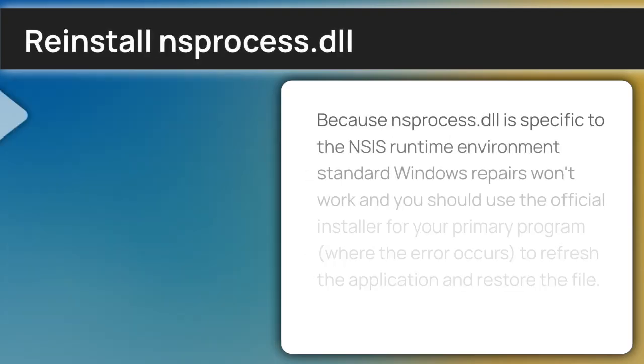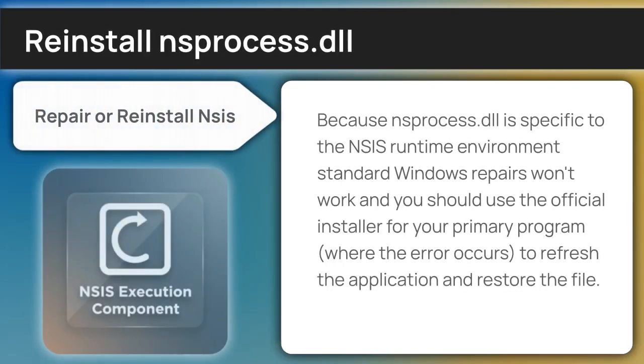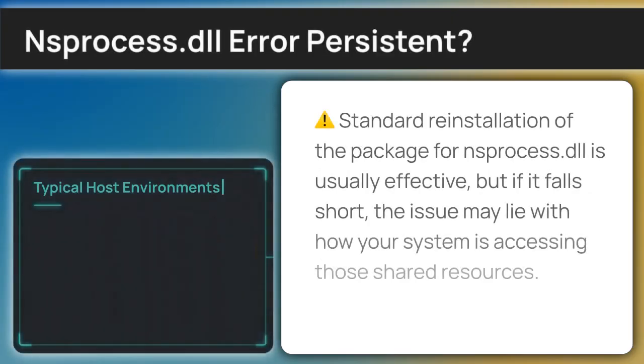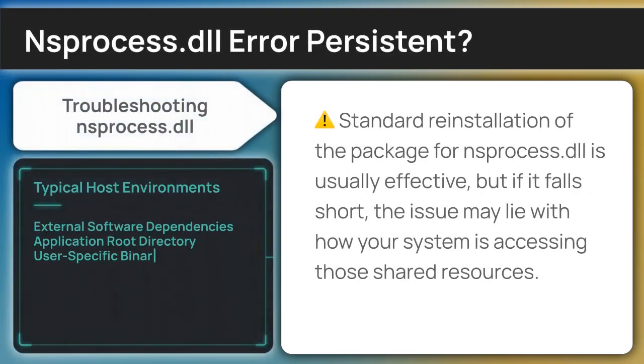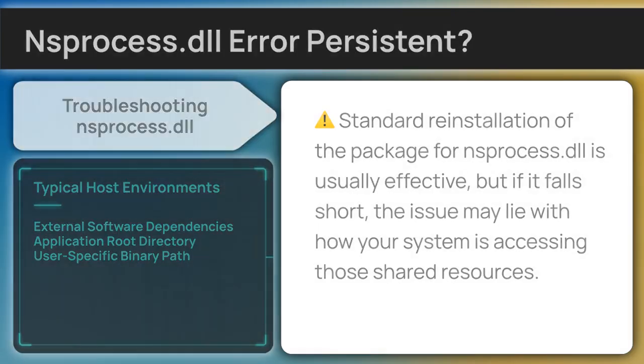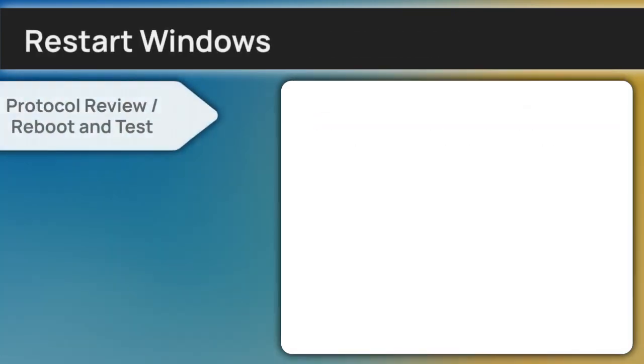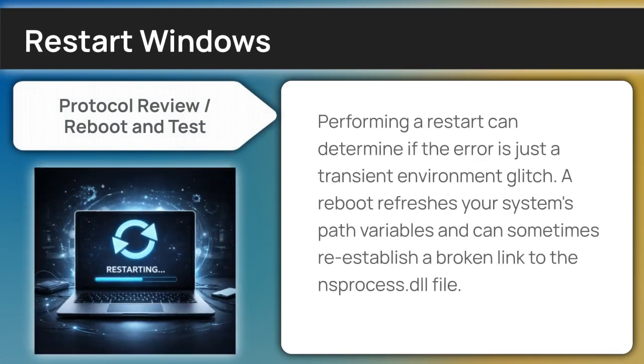Because Nsprocess Library DLL is specific to the NSIS runtime environment, standard Windows repairs won't work, and you should use the official installer for your primary program where the error occurs to refresh the application and restore the file. Persistence of this error after a clean reinstall suggests that the issue may reside within the current user session's initialization. A standard restart allows the Windows bootloader to rescan your system directories and potentially recognize an unregistered Nsprocess library component.